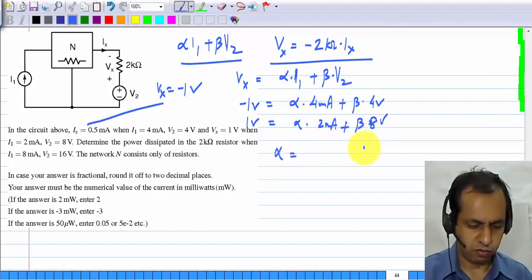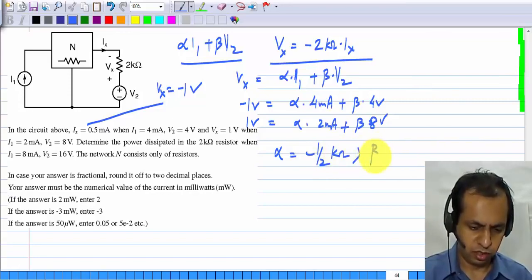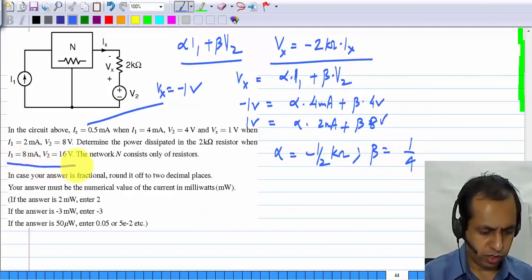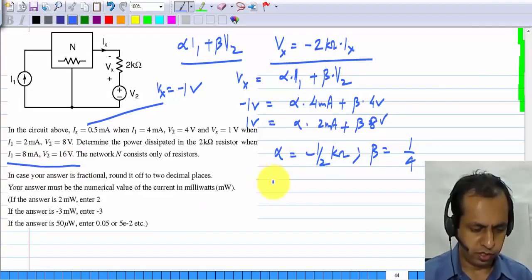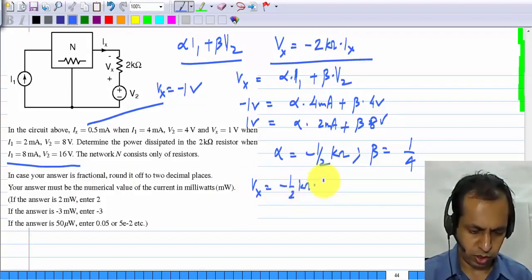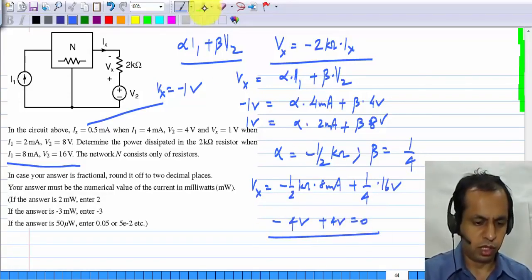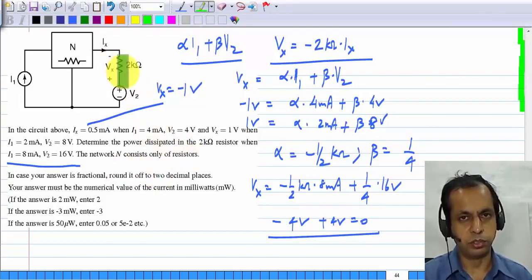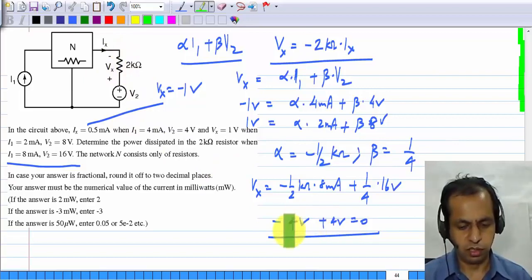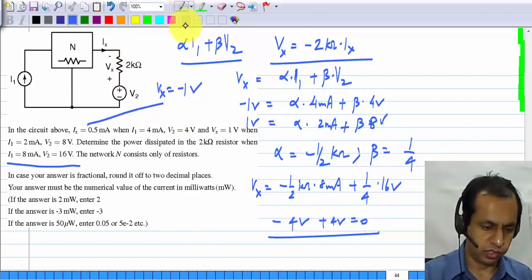If you solve for these two, you will find that alpha is minus half, actually it's minus half kilo ohms, and beta will be 1 by 4. Okay, and you are given a new condition where I1 is 8 milliamp and V2 is 16 volts, so Vx would be minus half kilo ohm times 8 milliamps plus 1 by 4 times 16 volts. So this gives you minus 4 volts and this gives you plus 4 volts. So it is 0, and you're asked for the power dissipated in this 2 kilo ohm resistor. If there is 0 volts across it, then obviously power dissipated is also 0.